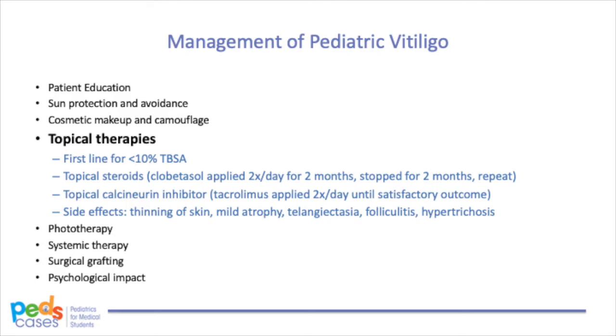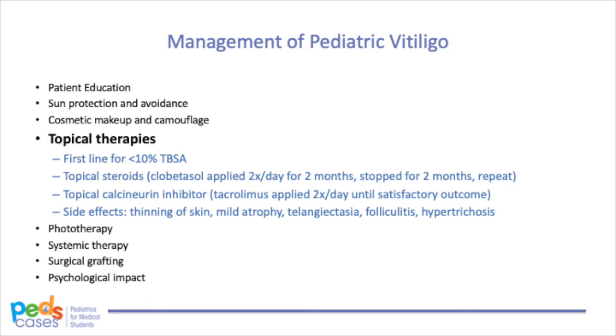Some common regimens include clobetasol applied twice daily for 2 months, stopped for the following 2 months, and then repeated on a cycle. Side effects include thinning of the skin, mild atrophy, telangiectasia, folliculitis, or even hypertrichosis. On the other hand, for tacrolimus, which is a calcineurin inhibitor blocking the activation of T cells, it can be applied continuously twice a day until satisfactory outcome has been reached.